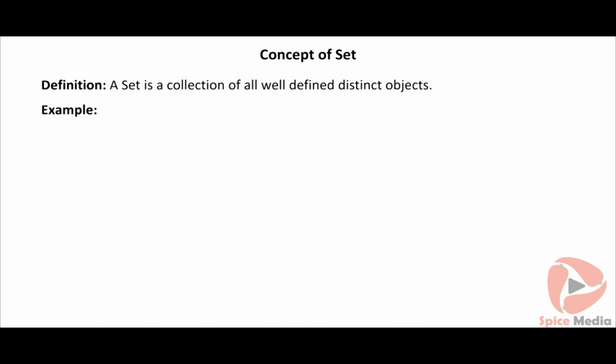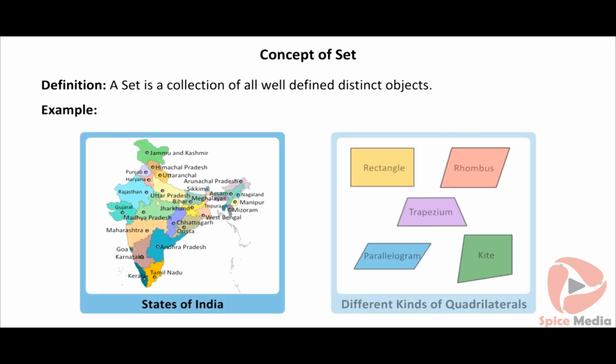Welcome to the topic on sets. Let us first define a set. A set is a collection of all well-defined distinct objects. Here are a few examples for well-defined sets. For example, states of India, different types of quadrilaterals.